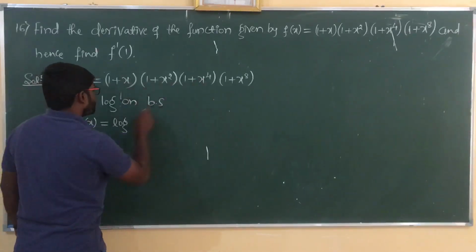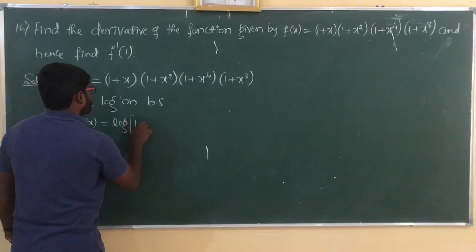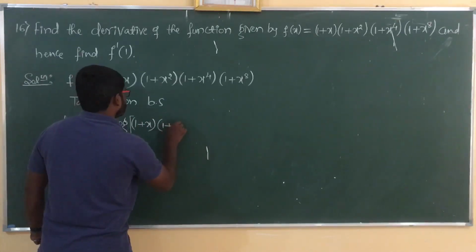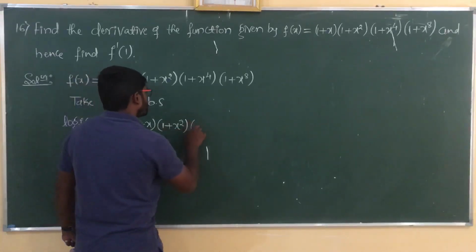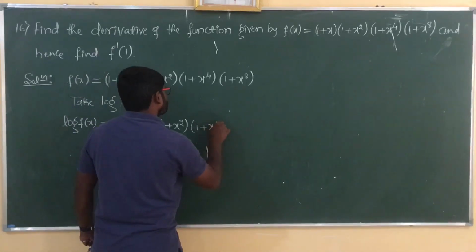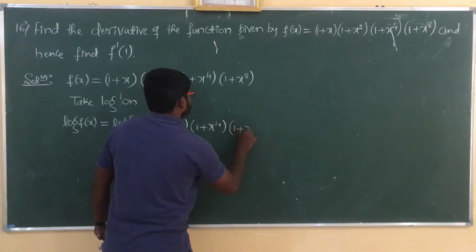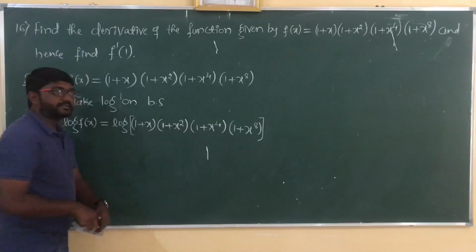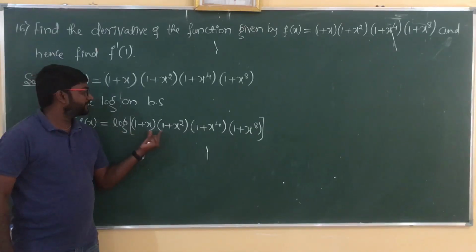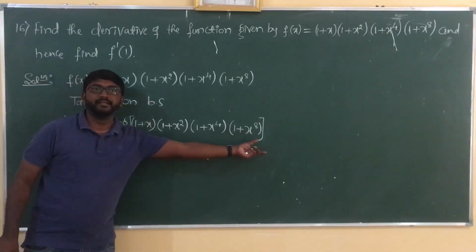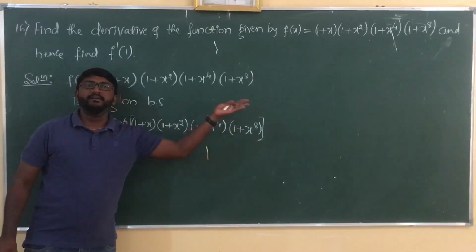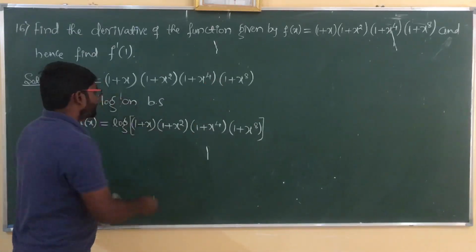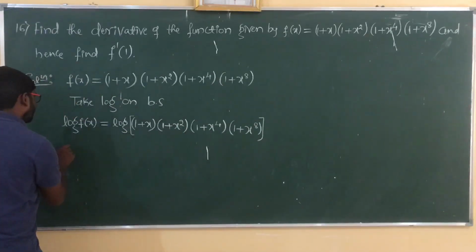So I write these terms as it is, (1 plus x) into (1 plus x square) into (1 plus x to the power 4) into (1 plus x to the power 8). So now see here, it is in the form of log of a, b, c, d. What is log of a, b, c, d? It is log a plus log b plus log c plus log d. So now we have to apply that particular property.